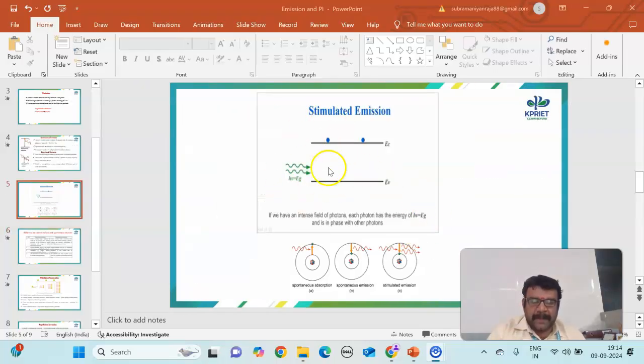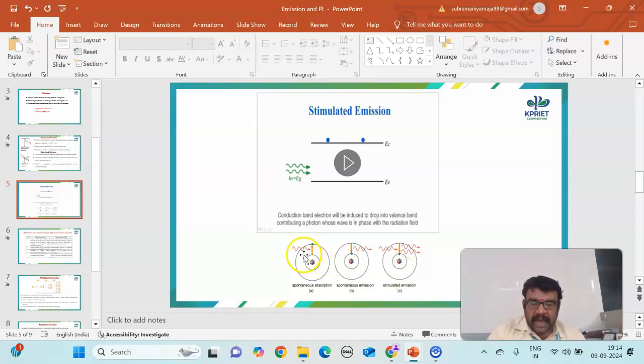So this is a schematic diagram of stimulated emission, where some atoms in the excited state are given some internal energy, and as a result, they drop down. So you will be able to see the valence electron. Here the first figure represents the absorption, the second figure represents the spontaneous emission, and the third figure represents the stimulated emission.